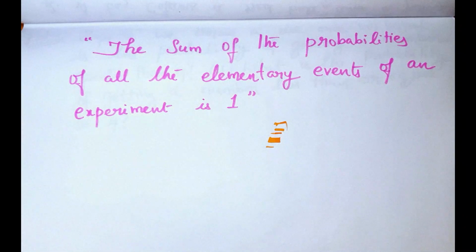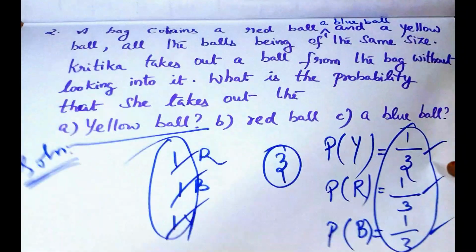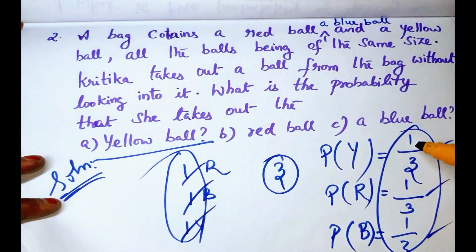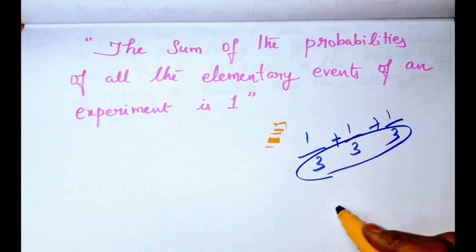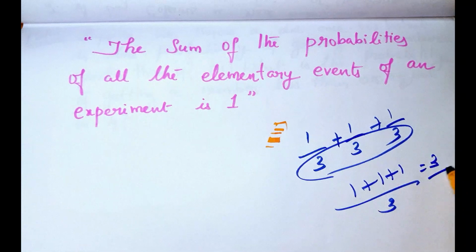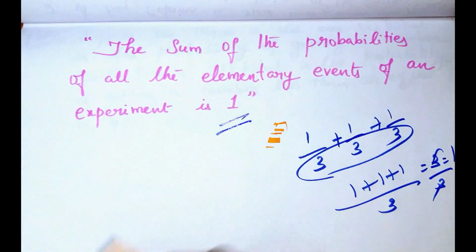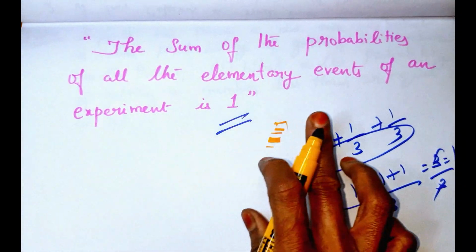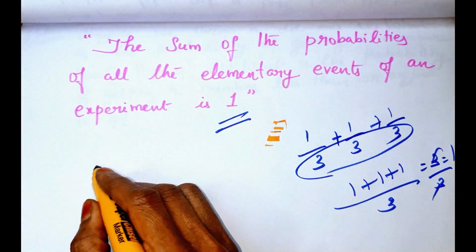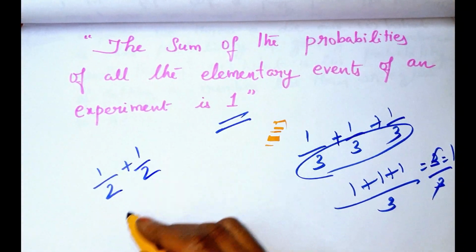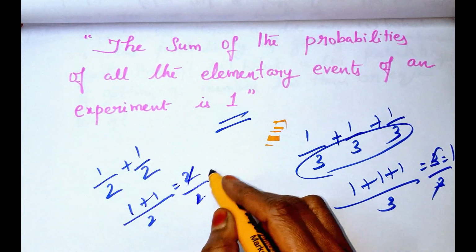This is a result: the sum of the probabilities of all the elementary events of an experiment is 1. In the previous problem, we got the probabilities 1 by 3, 1 by 3, 1 by 3. When I add all three values, 1 by 3 plus 1 by 3 plus 1 by 3, with 3 as the common denominator, 1 plus 1 plus 1 is 3 by 3, which is 1. In the coin example also, we got 1 by 2 and 1 by 2. When I add 1 plus 1, it is 2 by 2, which is 1.